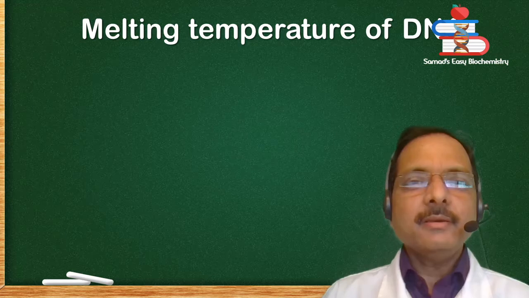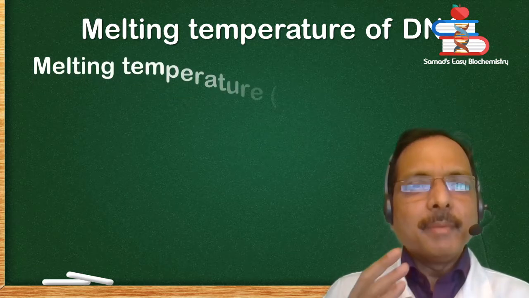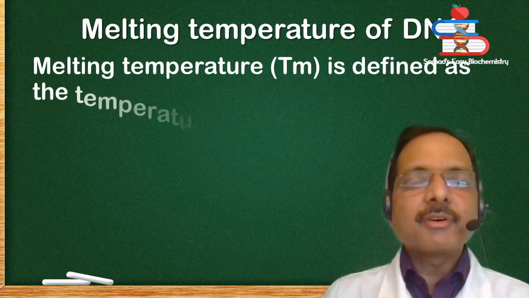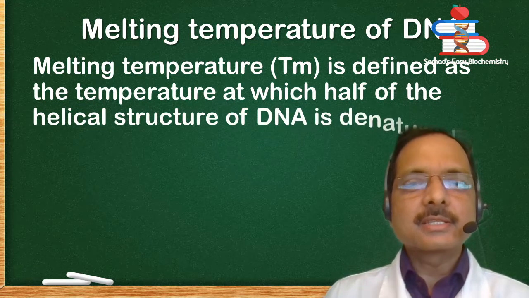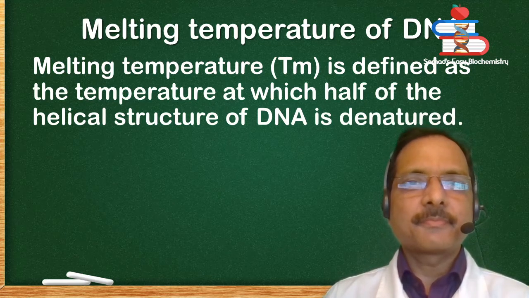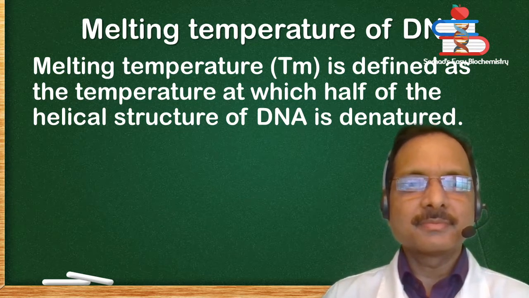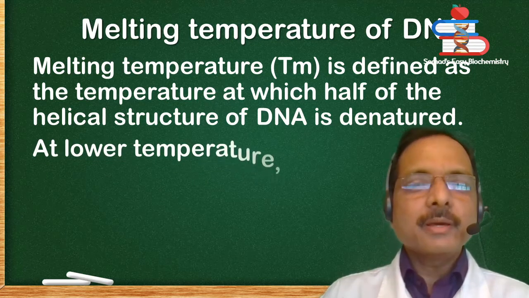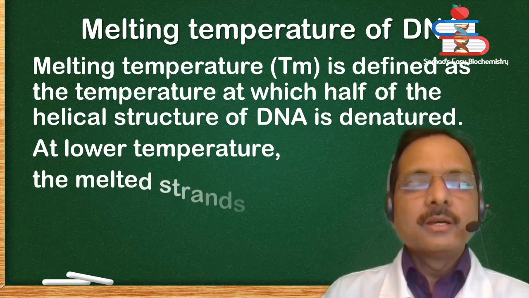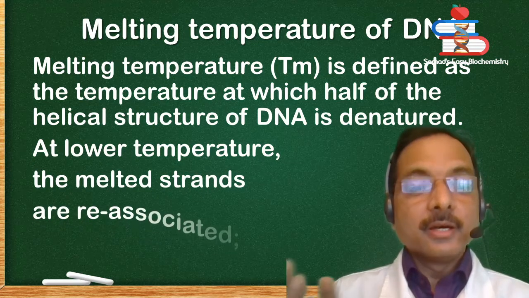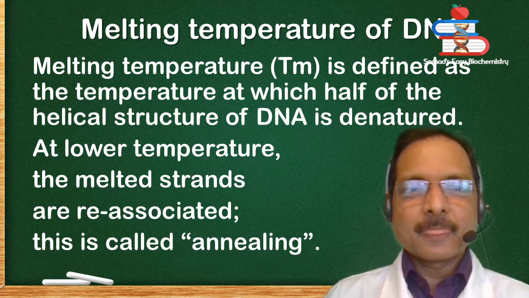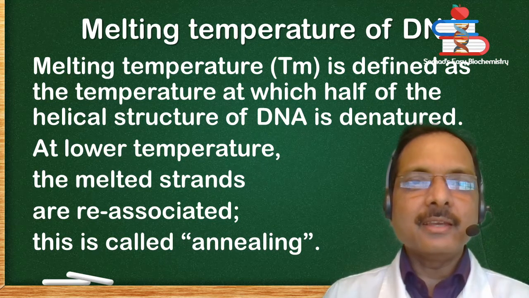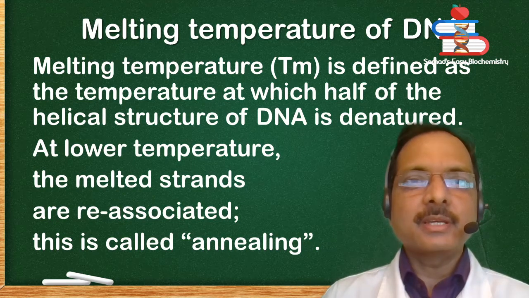Melting temperature of DNA. Melting temperature or TM is defined as the temperature at which half of the helical structure of DNA is denatured. So 50% denaturation. At lower temperature, the melted strands are reassociated. This is called annealing. Both denaturation and annealing are the terms which are of significance in PCR, polymerase chain reaction.